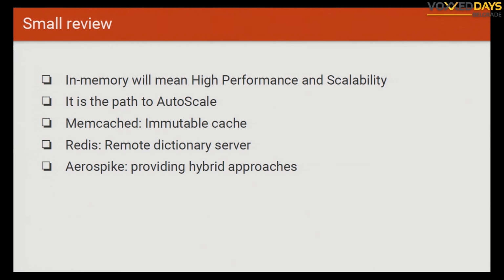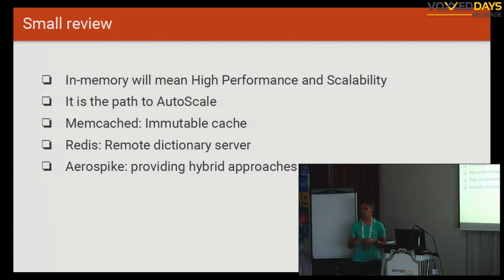Okay, so this was all about it. And before we go to some QA, just to have a small review. In memory actually means high performance, but it's also a key point for having a scalable application. And if you want to start using Autoscale on some cloud environment, you should really consider using some in-memory solution. And going with Memcached, this is a very simple API, which allows you to build a very good caching layer.